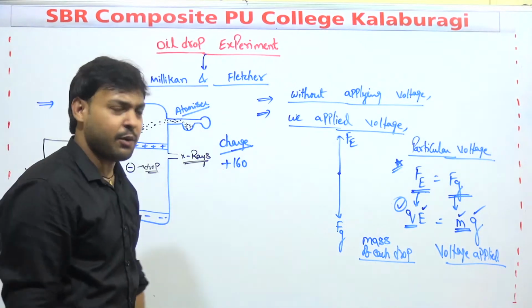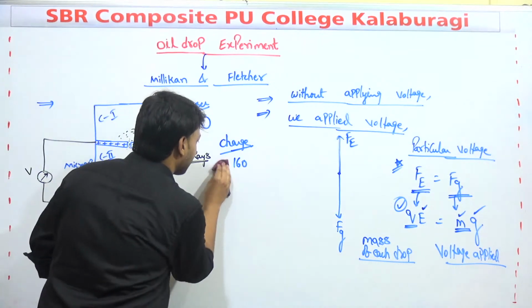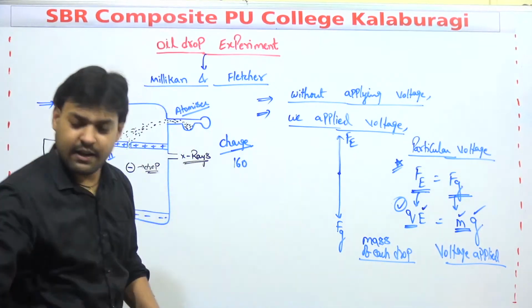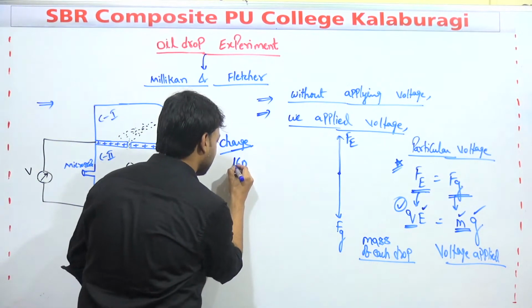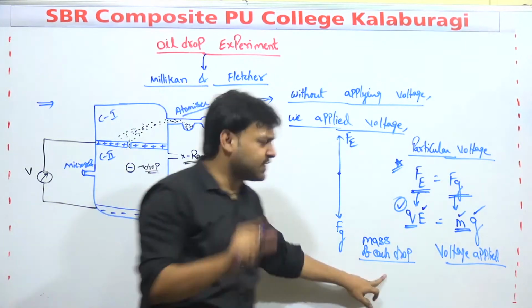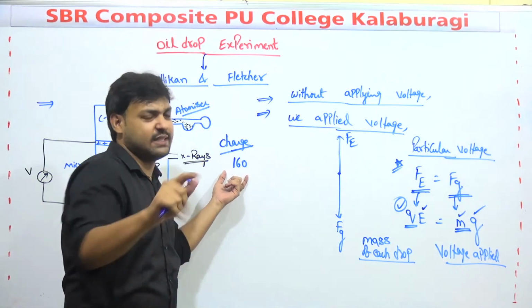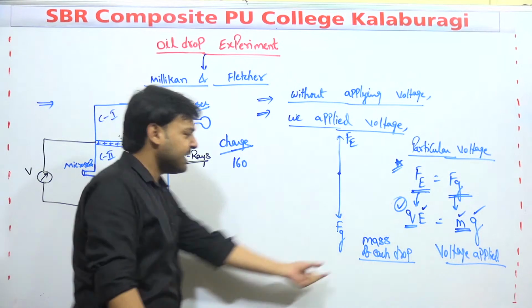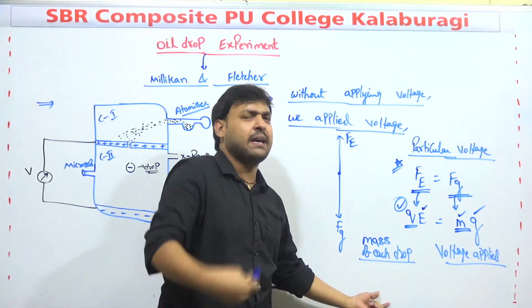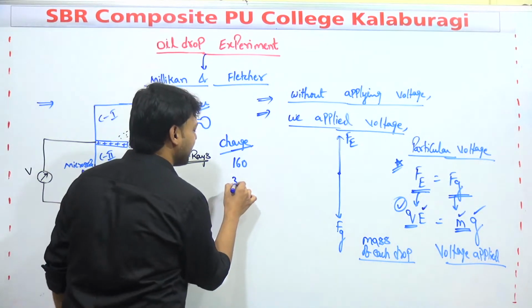Try to understand the point. Okay, right? 160, so consider it as 160. So what did we get? Mass of the small drop, how much voltage applied, and how much charge we got? 160. Next, another drop they considered with a little bigger mass, and the voltage they applied gave the charge as 320.